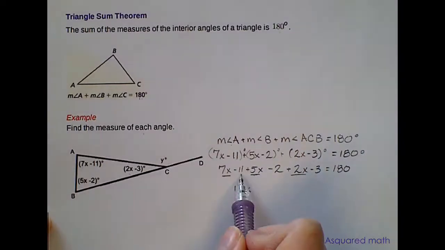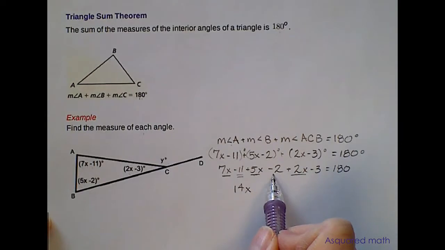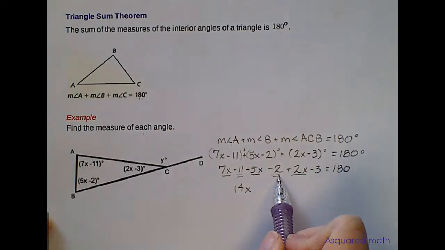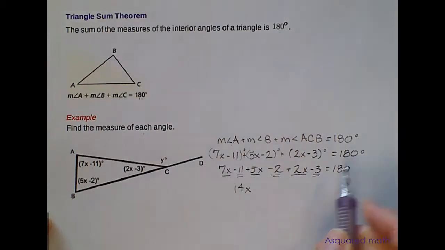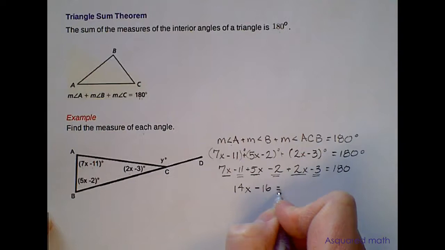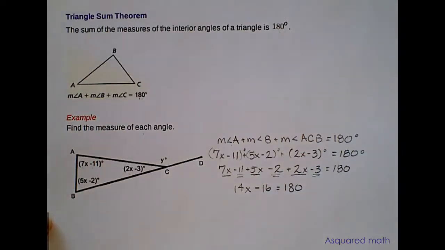We have a negative 11 plus a negative 2. So that's negative 13. Plus a negative 3. So negative 13 minus 3 is negative 16. And that equals 180. We're looking to solve for x, so we need to get x by itself. So let's add 16 to both sides. We end up with 14x equals 196. Divide by 14, and we get x equals 14.